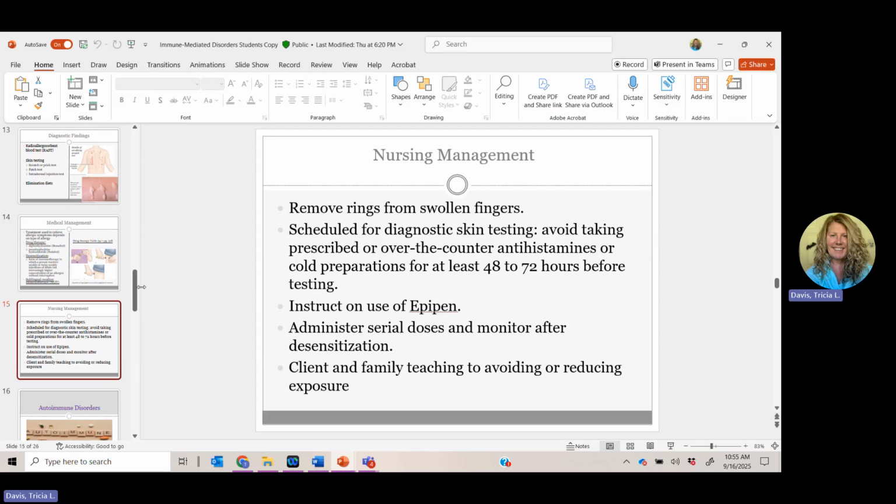If your patient is going to be scheduled for some type of diagnostic skin testing, we really need to educate them that they have to avoid taking any prescribed or over-the-counter antihistamines or cold preparations at least 48 to 72 hours before testing, because we don't want anything to suppress that response. We really want to be able to find out what they're allergic to.